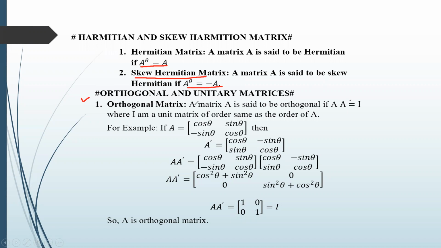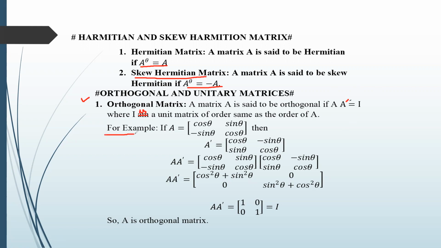What is an orthogonal matrix? A matrix A is said to be orthogonal if A and A transpose, this transpose, is equal to A. It means if the product of the matrix and its transpose is the identity matrix, then we say that matrix is an orthogonal matrix, where I is a unit matrix of the same order as the order of A.